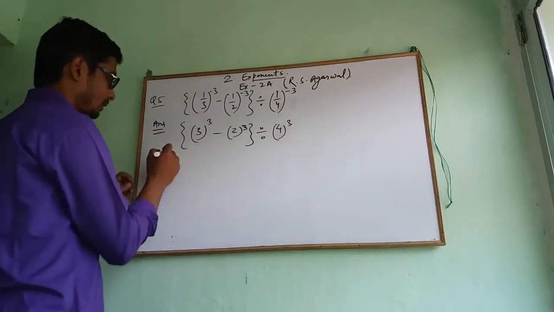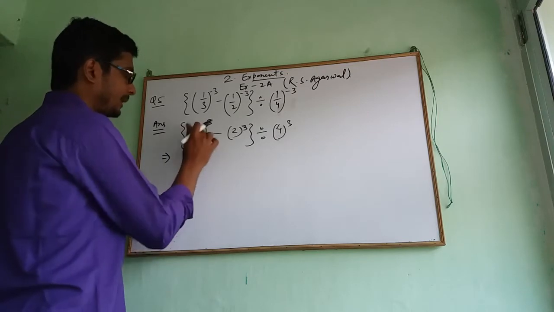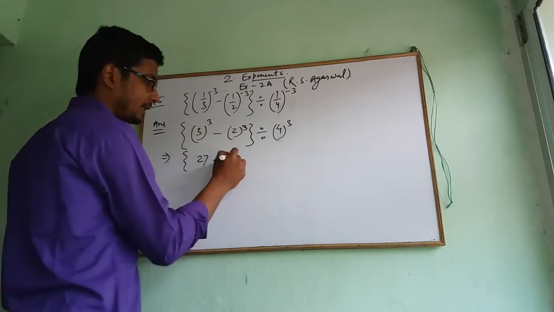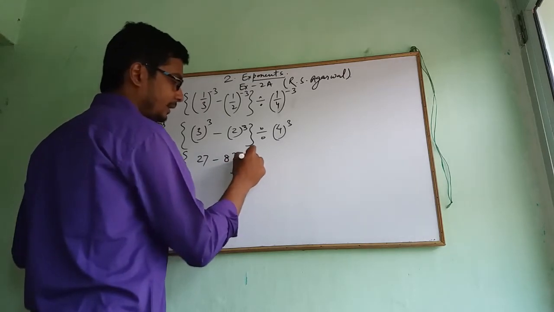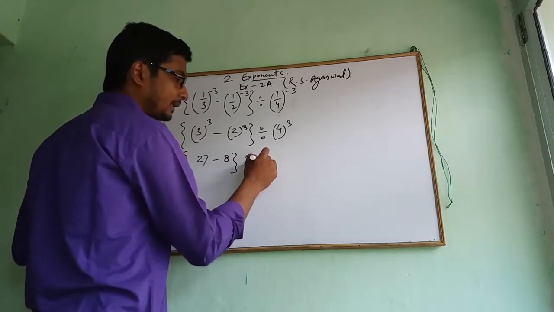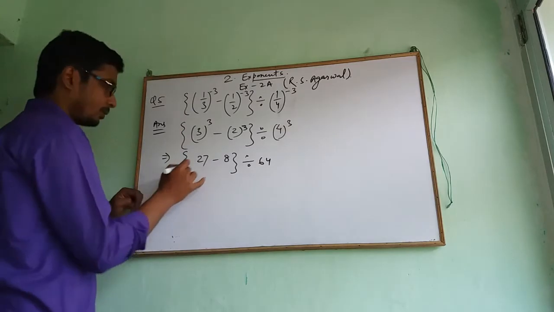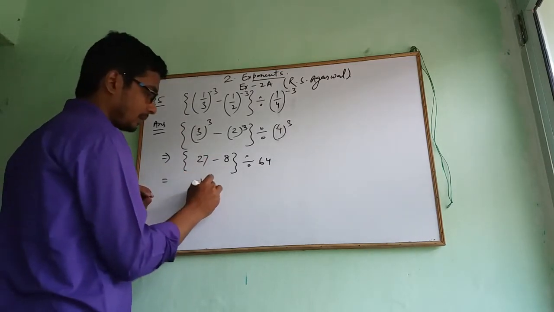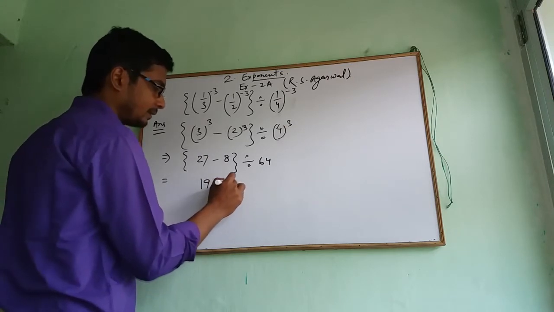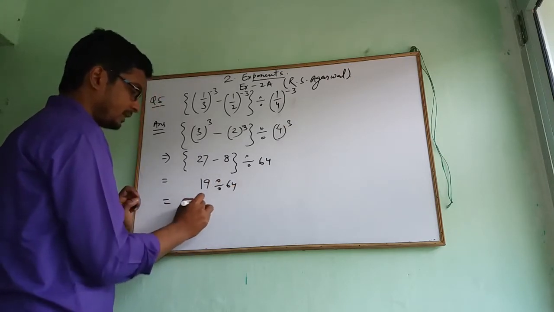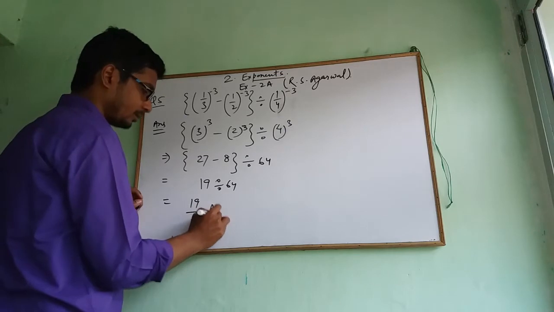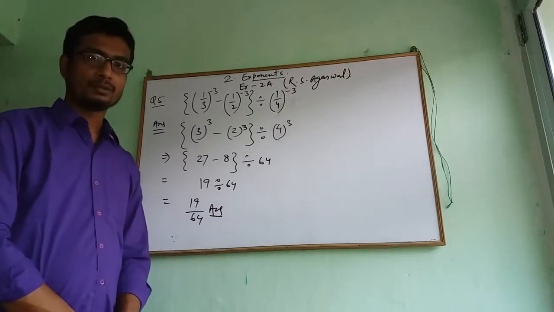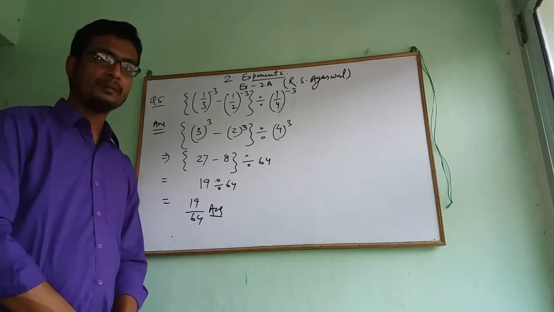Now let's solve the next step. 3 power 3 is 27, minus 2 power 3 which is 8, divided by 4 power 3, that is 64. So 27 minus 8 is 19, divided by 64, and so my answer will be 19 by 64. That is my answer. I hope that you have understood the question. Now let's solve our next question.